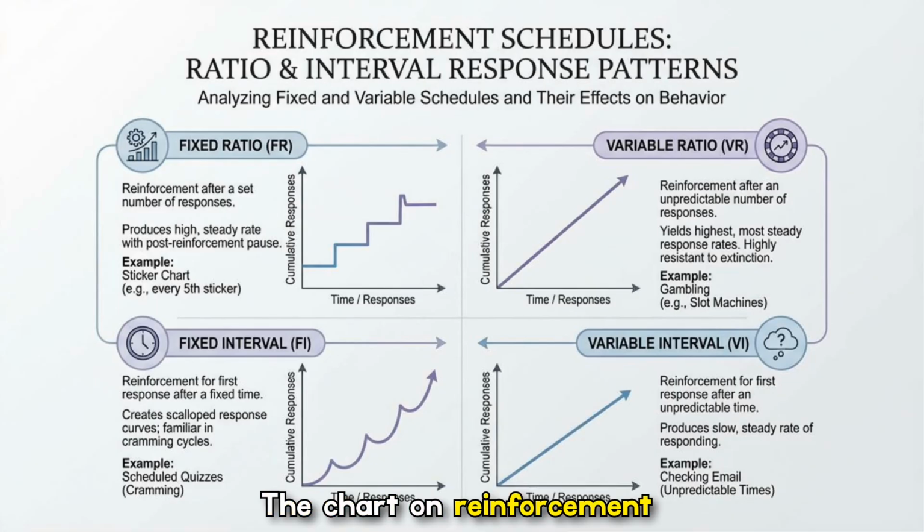The chart on reinforcement schedules compares ratio and interval patterns and their behavioral effects. Fixed ratio yields high response rates with pauses. Variable ratio produces the steadiest, most persistent responding. Fixed interval creates scalloped bursts typical of cramming. And variable interval produces slow, steady effort. Examples like sticker charts, gambling analogies, scheduled quizzes, and checking email help explain why timing and unpredictability shape different response curves.